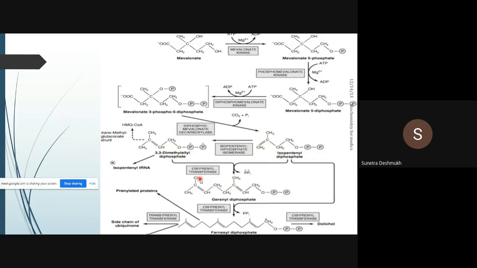Geranyl diphosphate we can convert to farnesyl diphosphate. In farnesyl diphosphate there will definitely be 15 carbon atoms: 1, 2, 3, 4, 5, 6, 7, 8, 9, 10, 11, 12, 13, 14, 15. To geranyl diphosphate we can add one isopentenyl diphosphate, the IPP unit, to get this farnesyl diphosphate.